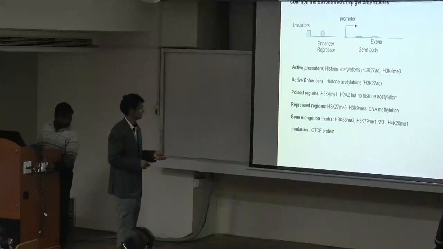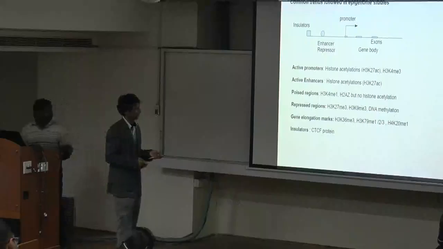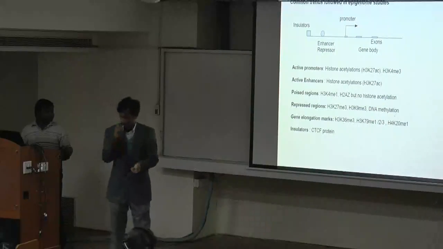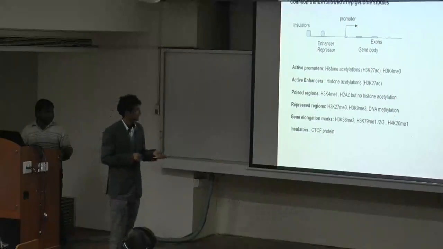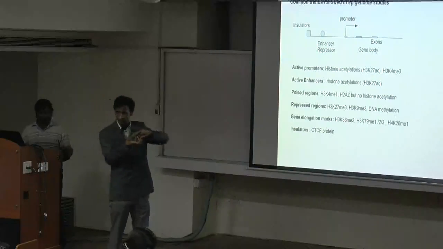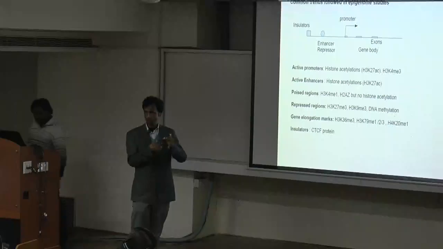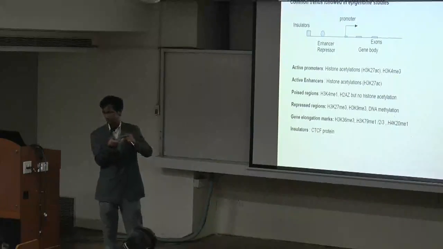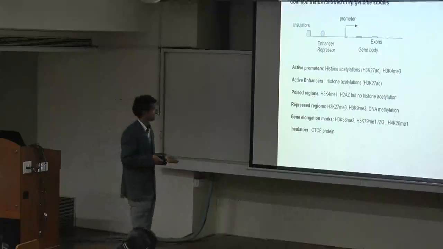In repressed regions we have different epigenomic signals, like methylation in the DNA. Wherever DNA methylation occurs, it causes compression and formation of compact chromatin. These regions are repressed, so they are not available for transcription factors to bind, and the genes are not released.